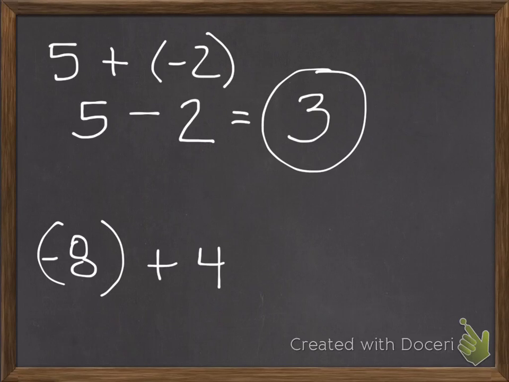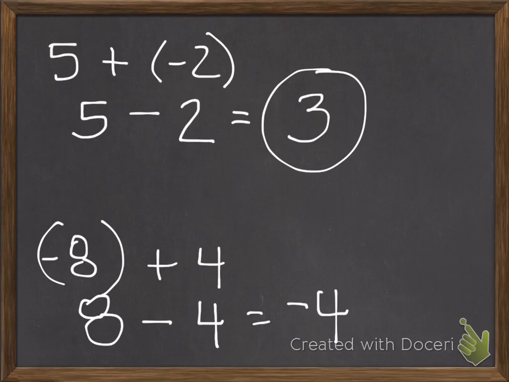Again, we take the absolute value of negative 8, which is 8. The absolute value of 4 is 4. Since they have different signs, we subtract them to get 4. And the number with the higher absolute value was negative, so my answer is negative 4.